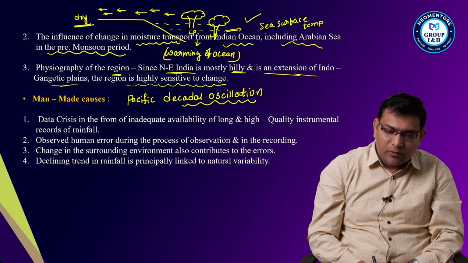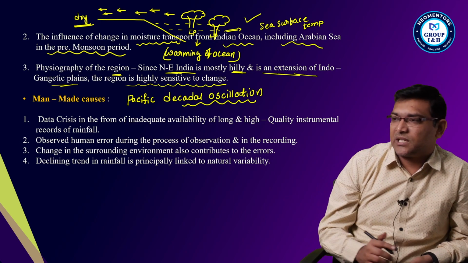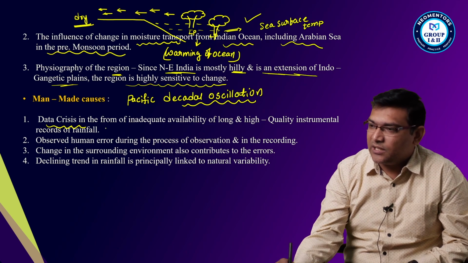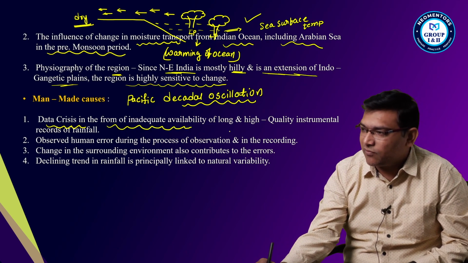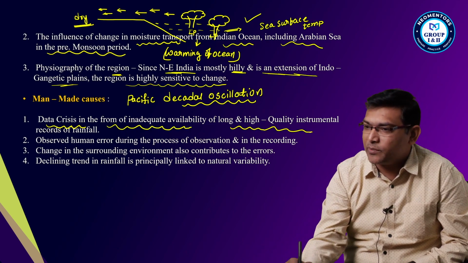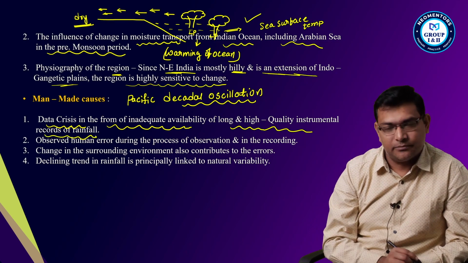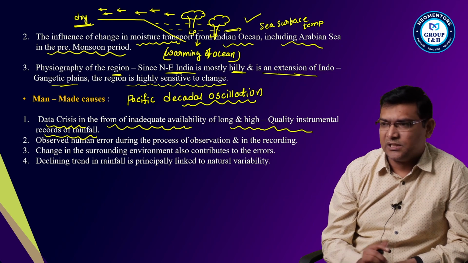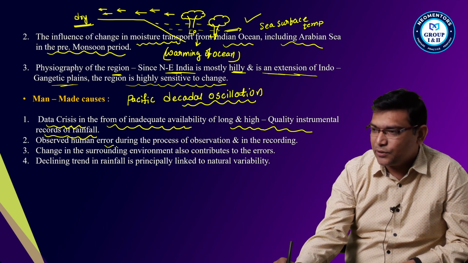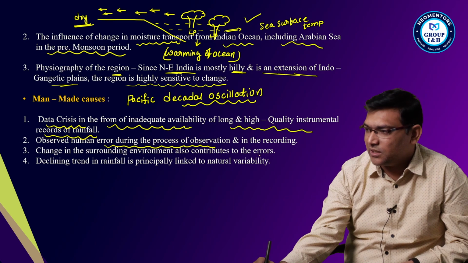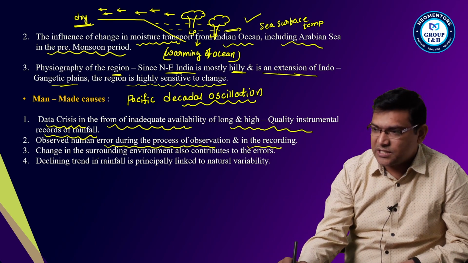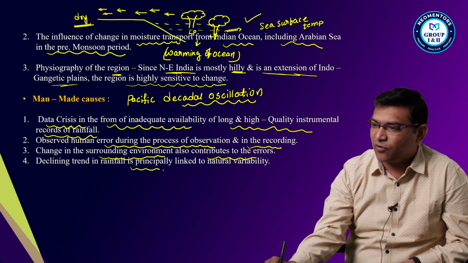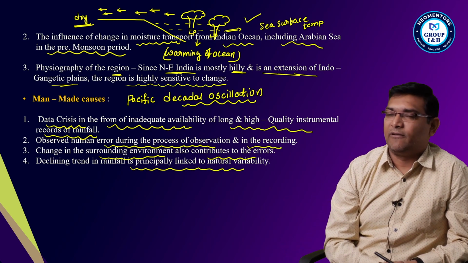And also, what are the man-made factors which are there? See, the man-made factors are data crisis in the form of inadequate availability of long and high quality instruments to record the rainfall. That is one of the man-made factors. Observed human errors during the process of observation in the recording. Changes in the surrounding environment also contribute to the error. Decline in rainfall principally linked to the natural availability.